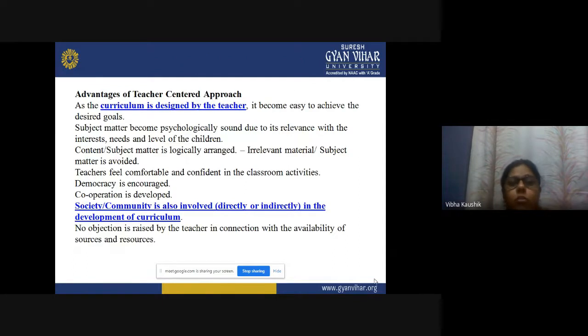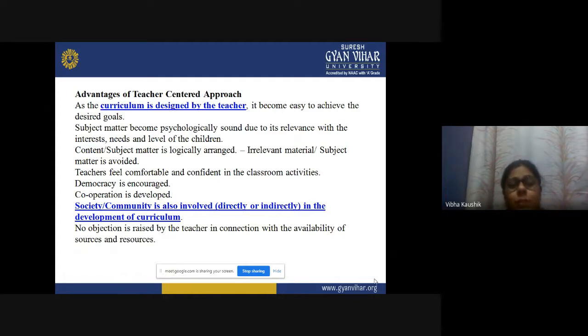Now, advantages of the teacher-centered approach. As the curriculum is designed by the teacher, it is easy for the teacher to implement it also. It becomes easy to achieve the desired goals. When the teacher is designing a curriculum, he is also framing the objectives according to it. And when the framing of objectives is done by the teacher, then it is easy for the teacher to achieve those desired goals also.